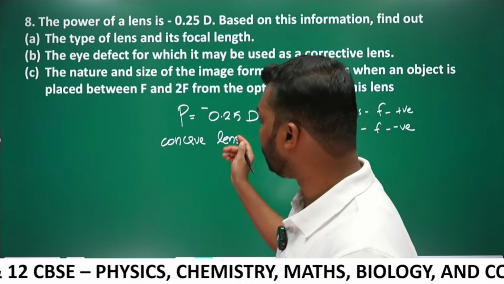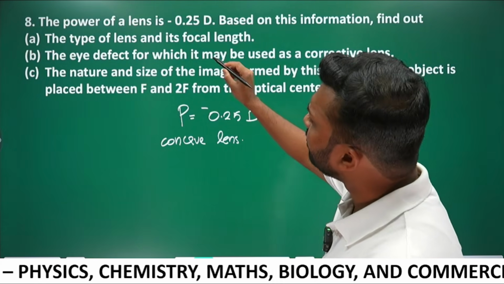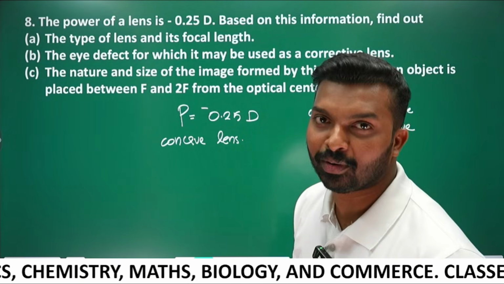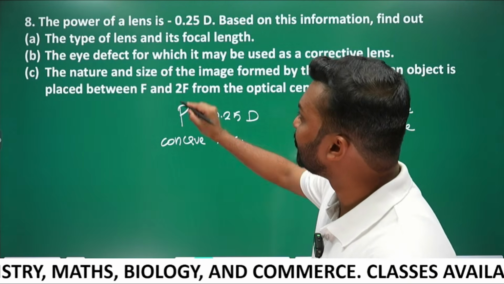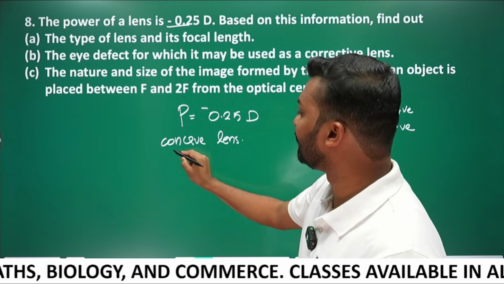Anyway, I'll come back to that. So what is it here? The type of the lens and its focal length is to be found. Since the power is negative, we understood it is concave.